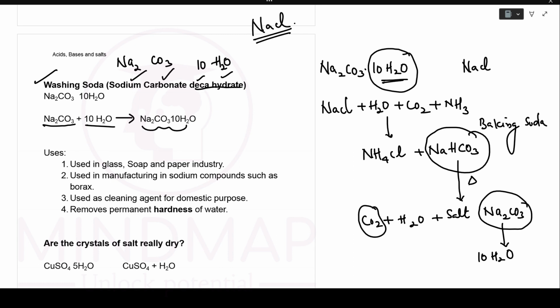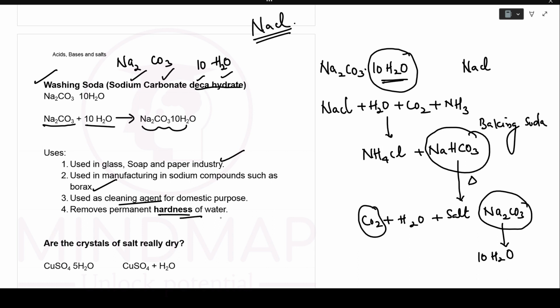And now, let's see the uses of washing soda. It is used in glass, soap and paper industries. It is used in manufacturing sodium compounds such as borax. It is used as a cleaning agent for domestic purposes. It removes the permanent hardness of water. Permanent hardness of water? What is hard water? What do you mean by hard water?